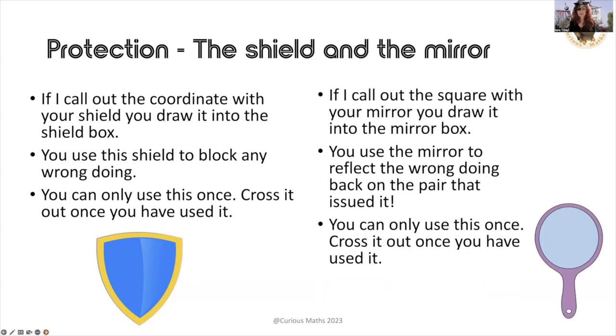The mirror is very similar actually to the shield, except that it reflects back the wrongdoing, so can only be used when another pair sends something bad over to you. Now, it can only be used once and it needs to be crossed out, but this is a very strategic icon and actually often gets lots of whoops of joy when children realize that they can use it.